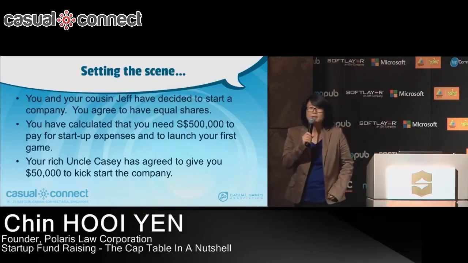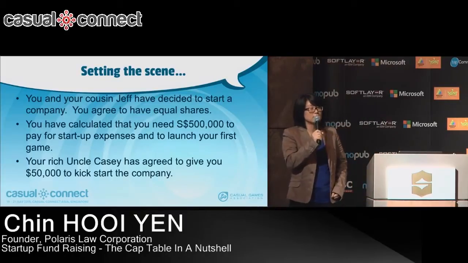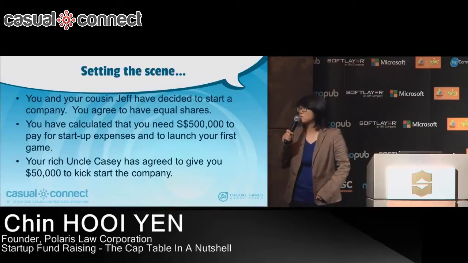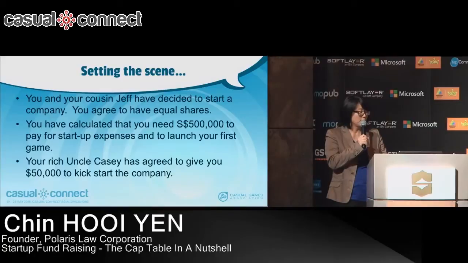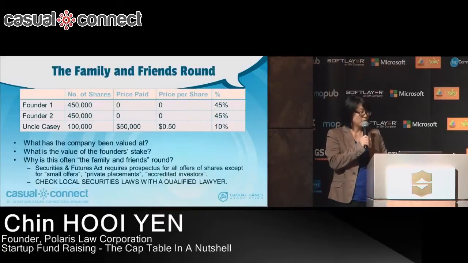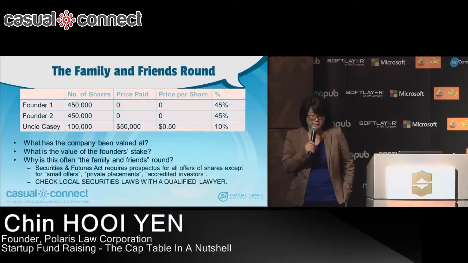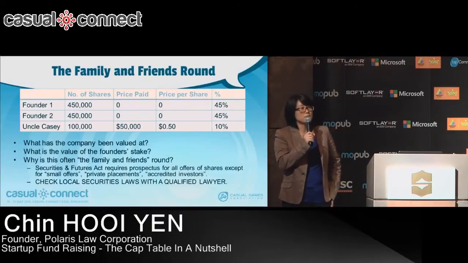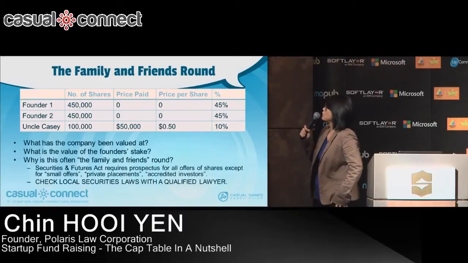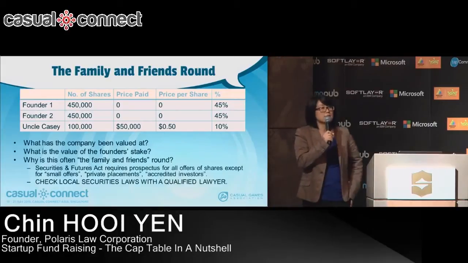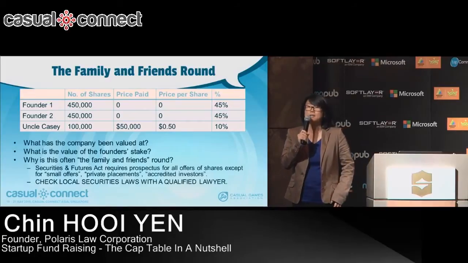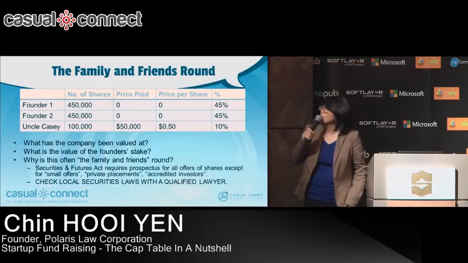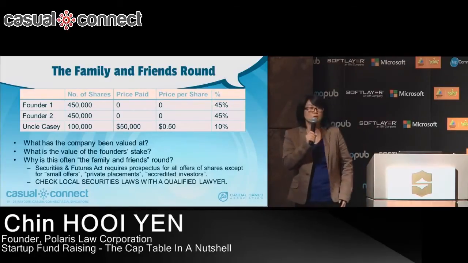You need some cash to start the company, do some incorporation work and so forth. You've approached your Uncle Casey. He's agreed to put in $50,000 to help you kickstart. Okay, so what happens now? You have equal shares with a cousin, and you've got Uncle Casey. Now, this assumes at the moment that Uncle Casey has agreed to take 10% of the company for $50,000.